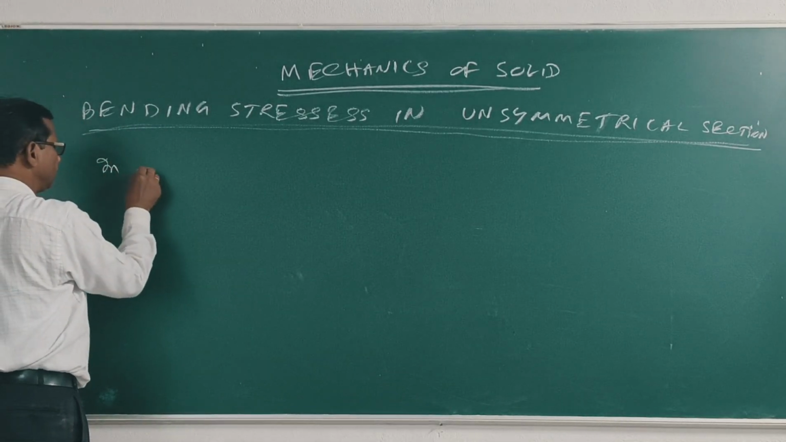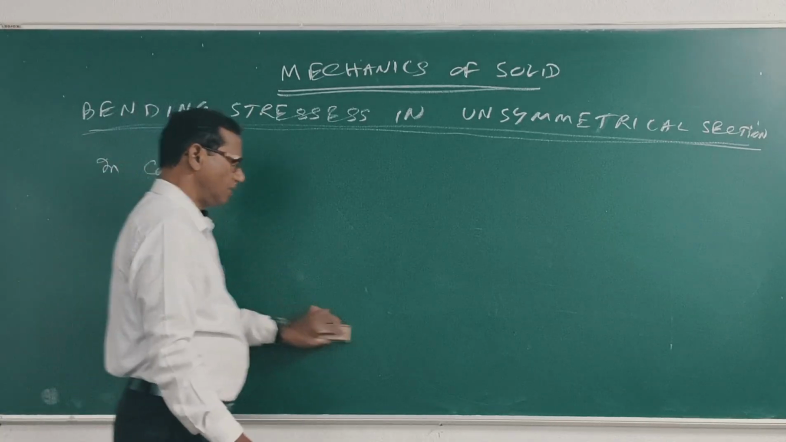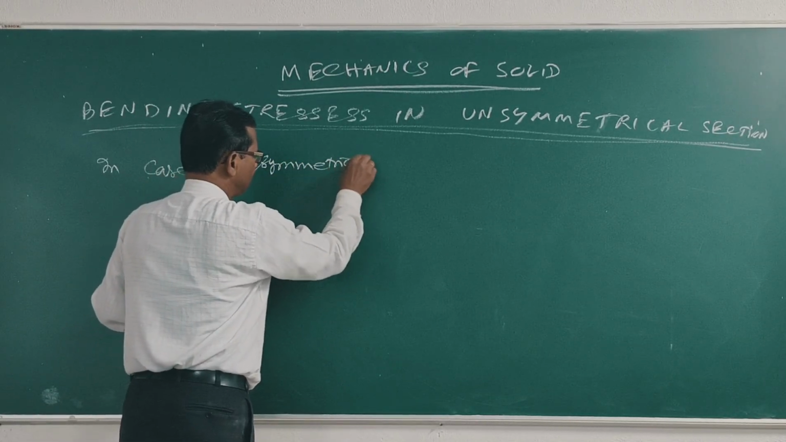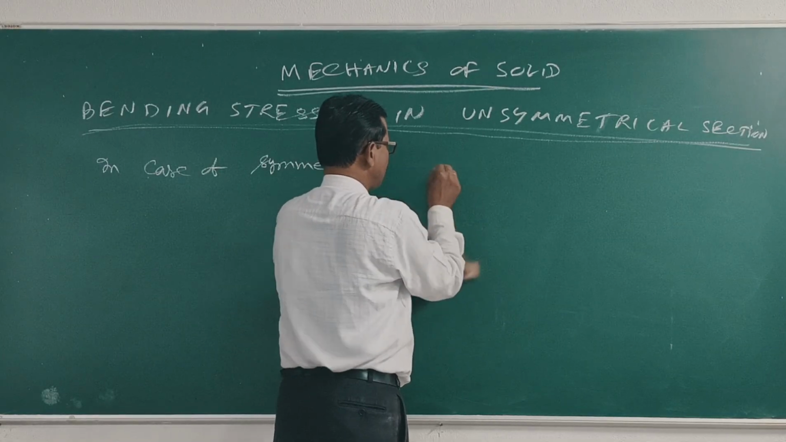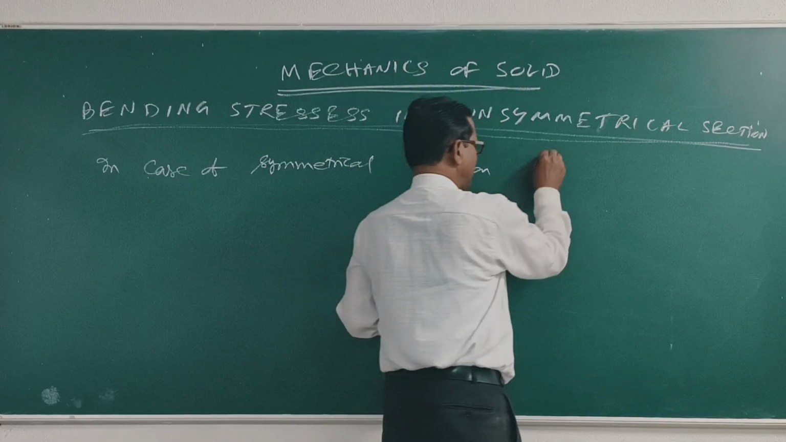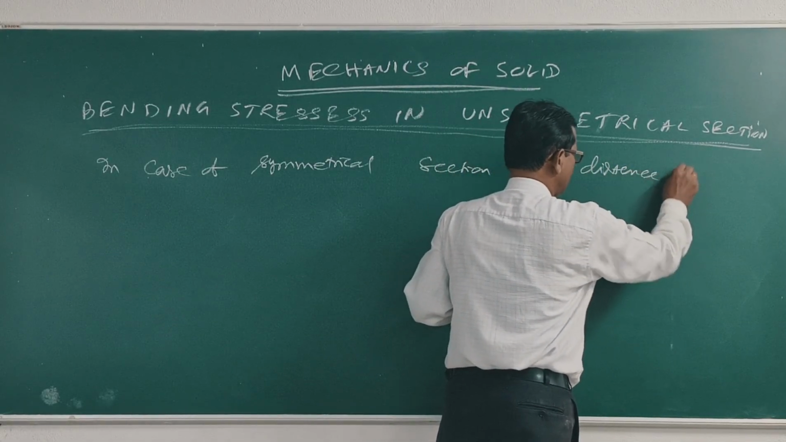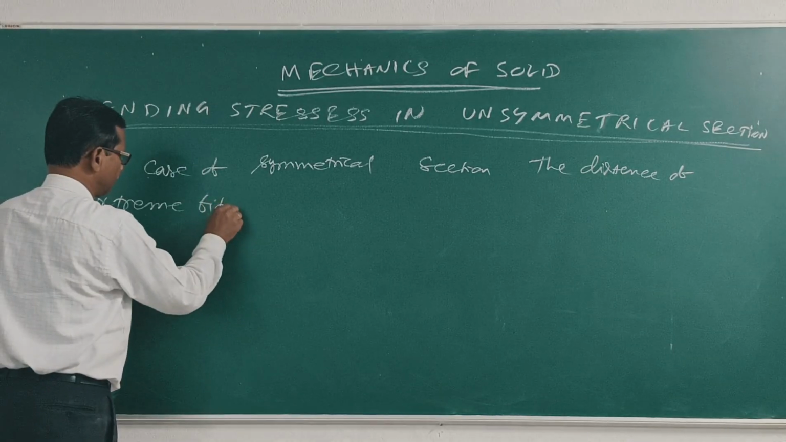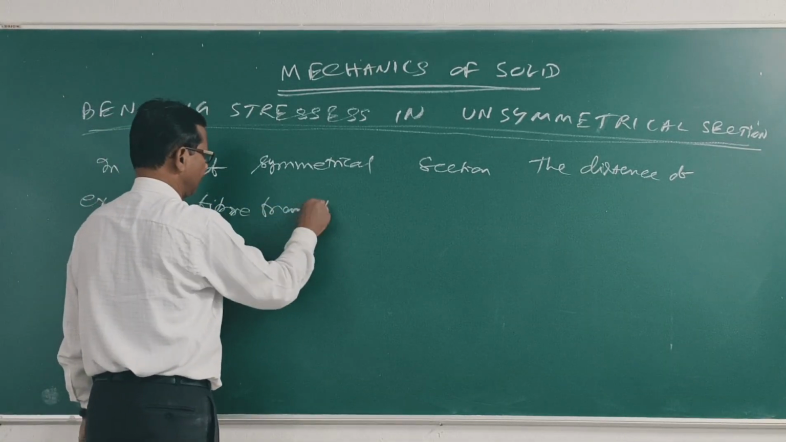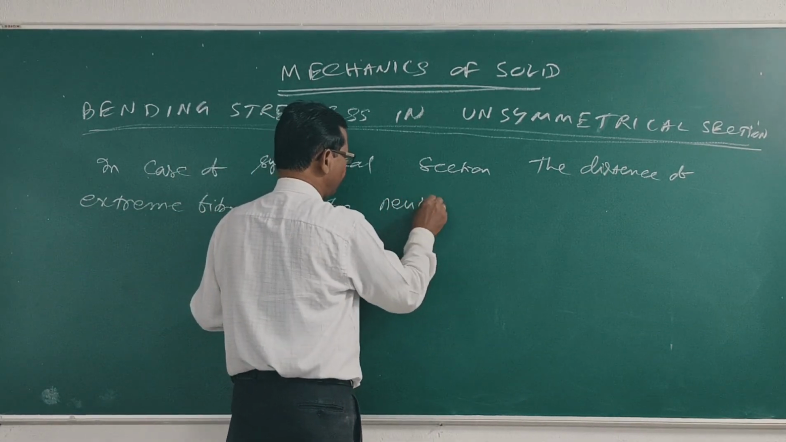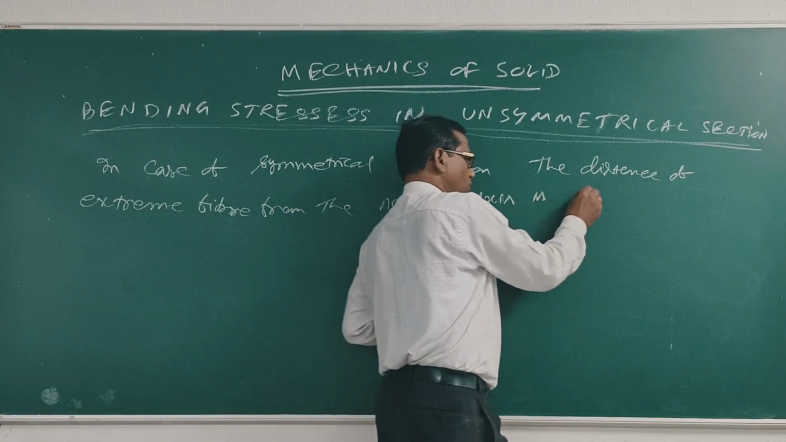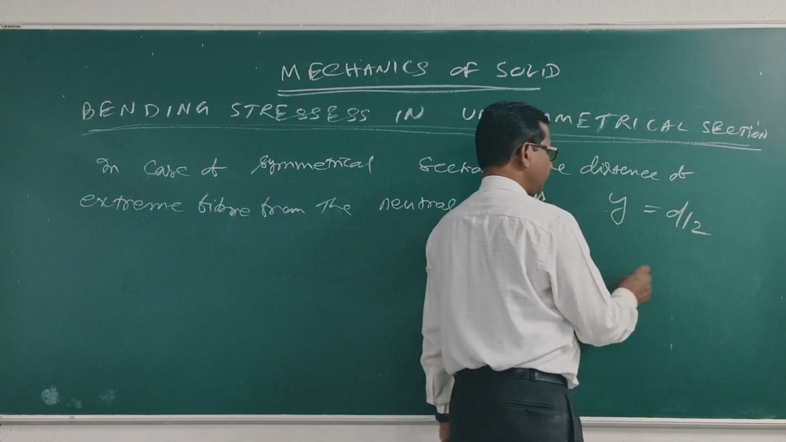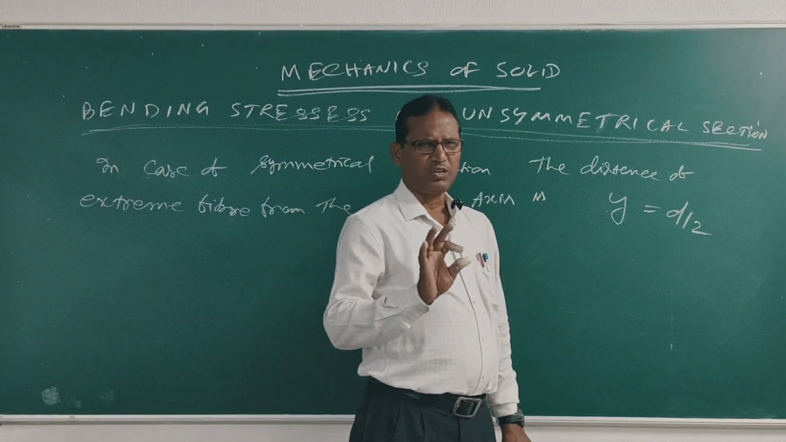In case of a symmetrical section, the distance of the extreme fiber from the neutral axis is y is equal to d by 2. Clear?